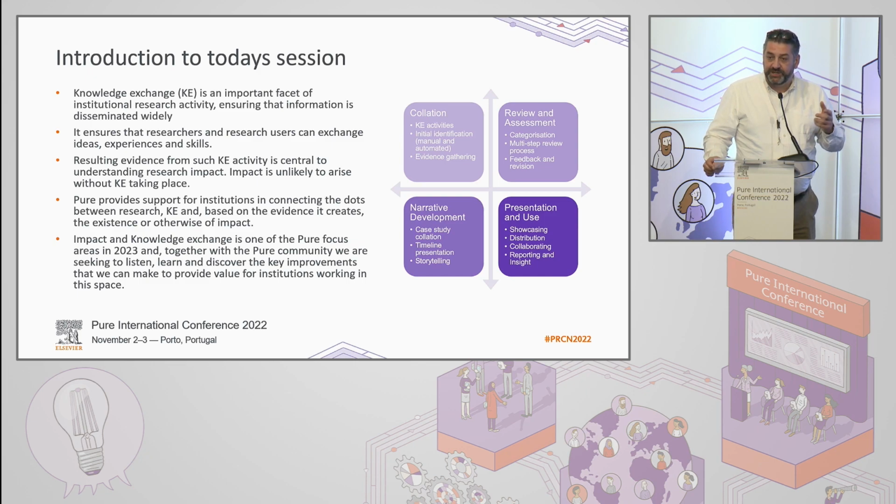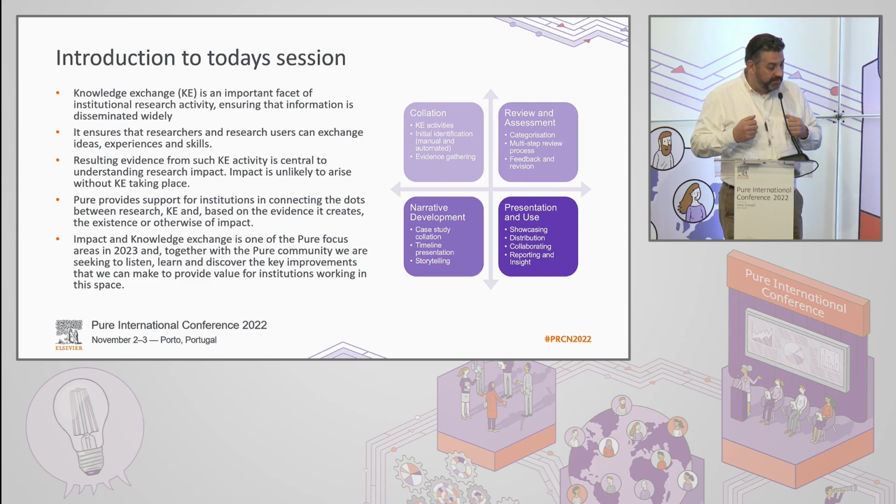And the resulting evidence from such activities is a clear driver and indicator towards the development of impact in its multiple forms, impact case studies and various different formats. And as I mentioned before, impact doesn't just happen magically. It tends to happen as a consequence of action, which typically comes from research knowledge exchange. So in terms of what Pure does in this case, Pure provides holistic support for the gathering of activity information and knowledge exchange information, and allows us to use that information to drive the evidencing of impact within the system. And it's one of our main Pure focus areas in 2023.